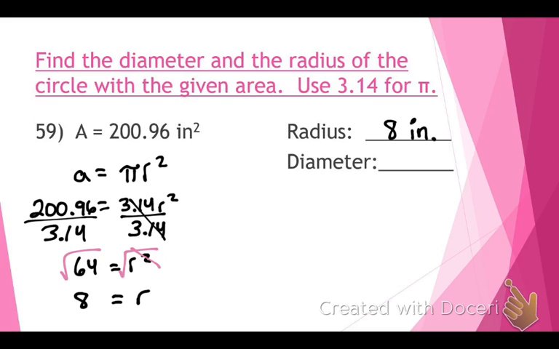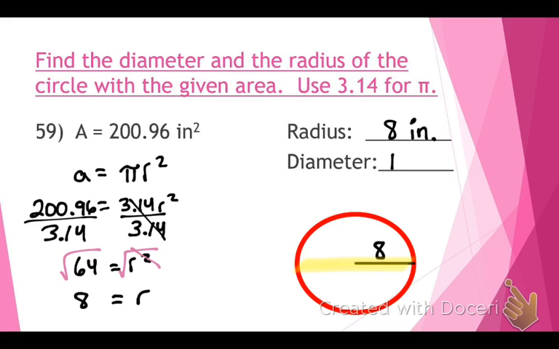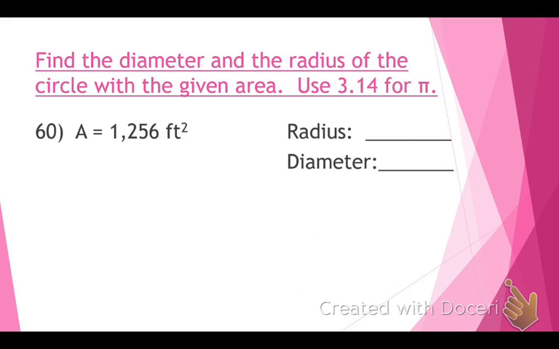How do I figure out my diameter from there? You're simply going to multiply it by 2. Because this right here is the radius, and that's 8. But now I don't want to know just that. I want to know it all the way across. So what would it be? 16 inches. Very good. I want you guys to do the next one on your own for me, please.